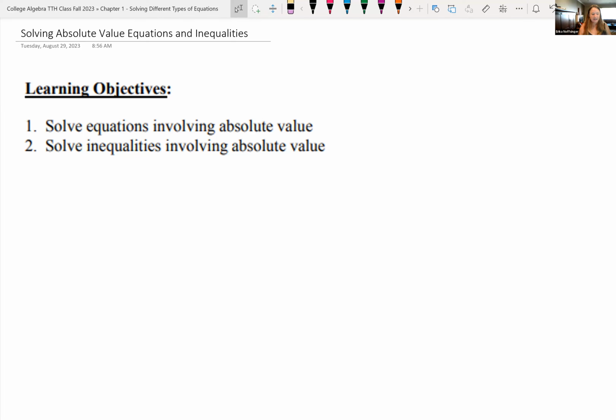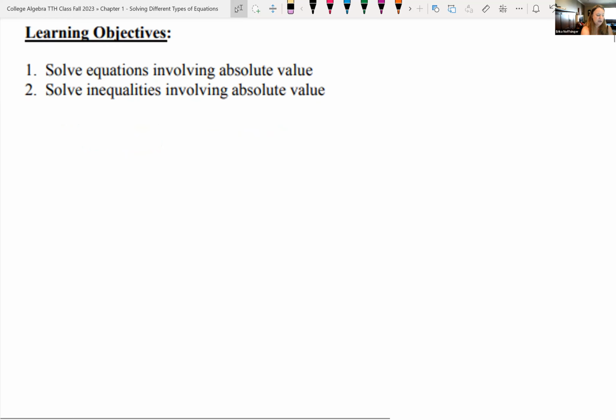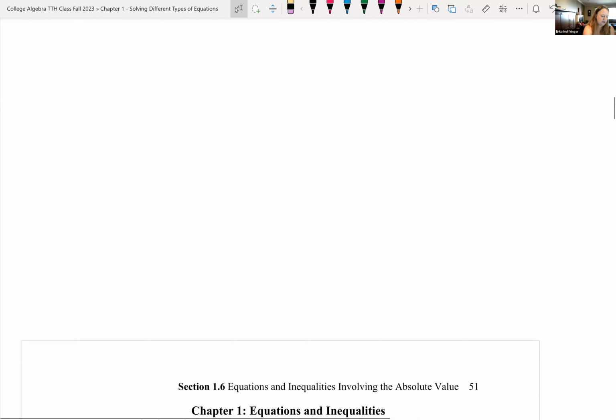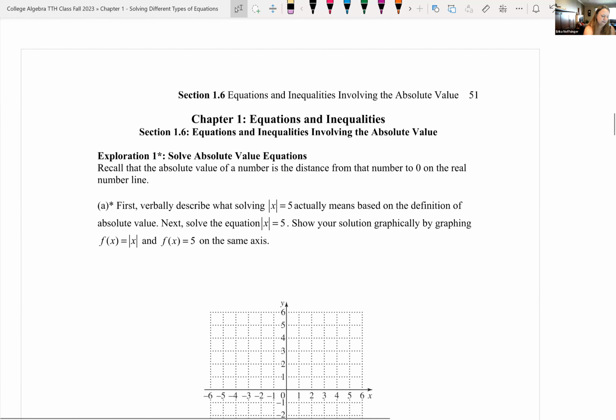I am also using the notes that are with our textbook, just to help and go a little faster, possibly.